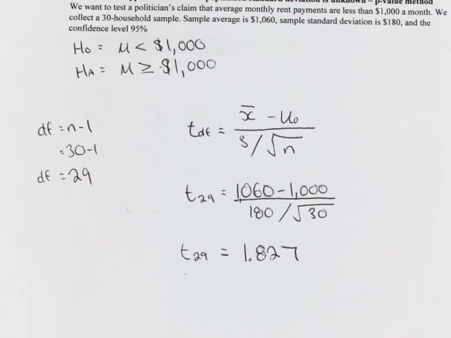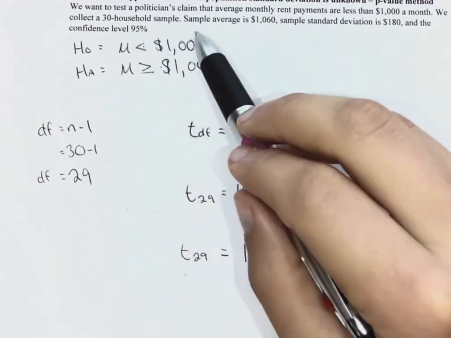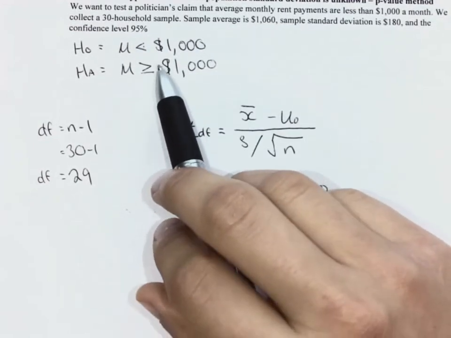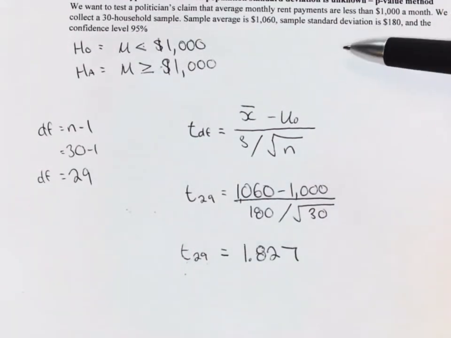Now this is a one-tailed test. If it was two-tailed, we would say that the mean does not equal 1,000 because it could be less than or more than. In this scenario, we only want to know if it's equal to or more than 1,000. So that would only be on one side of the distribution. So this would be a one-tailed test.